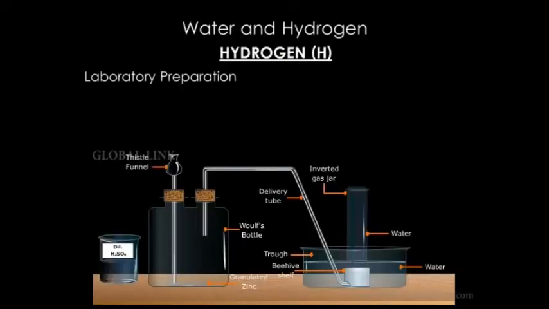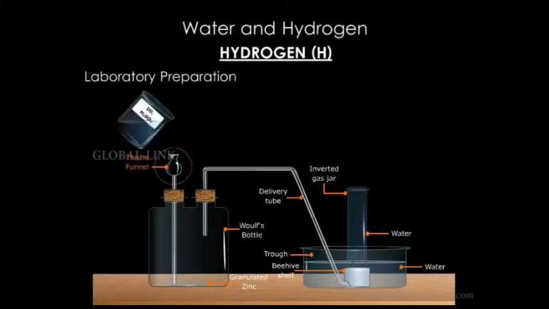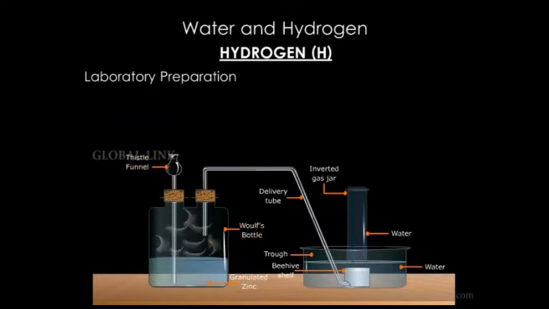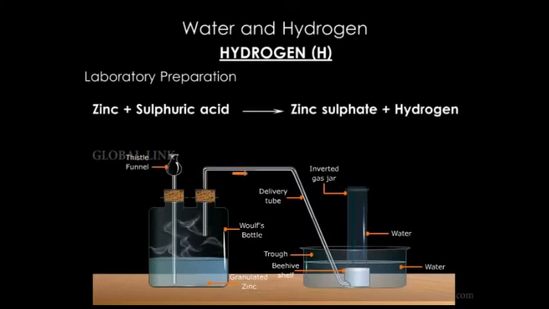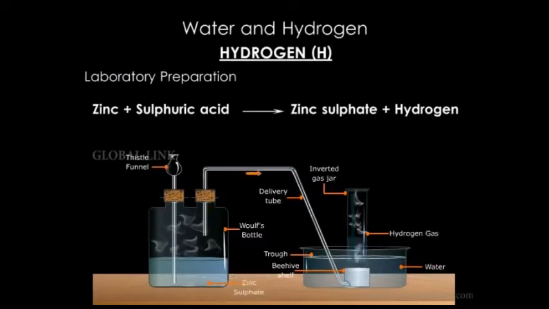Hydrogen gas is prepared in the laboratory by reaction of zinc granules and dilute hydrochloric acid or sulfuric acid. The apparatus setup is as shown here. The zinc granules are taken into a Woulfe bottle. Dilute sulfuric acid is added to the granules through the thistle funnel. A reaction takes place and hydrogen gas is liberated. The gas is collected in the jar by downward displacement of water.